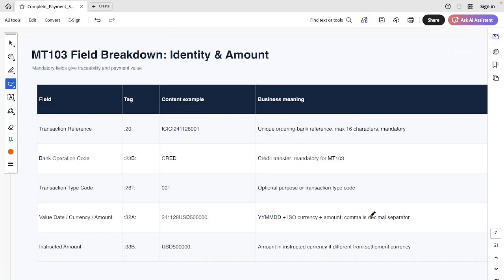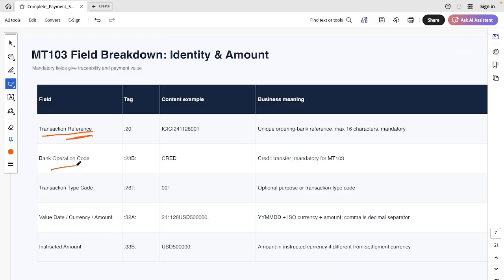Now let us go field by field, starting with the identity and the amount. Let's talk about field 20. This field is also called the transaction reference. This is very important for tracing, reconciliation, and customer support. If the customer calls and asks for status, this reference becomes one of the key identifiers.